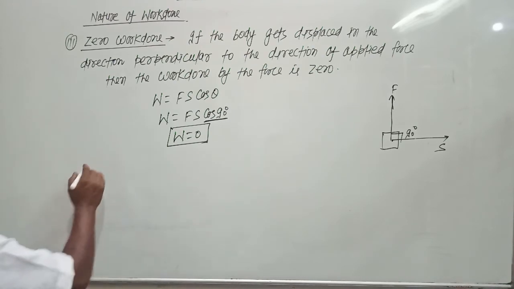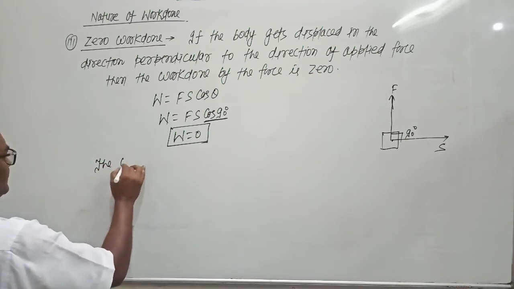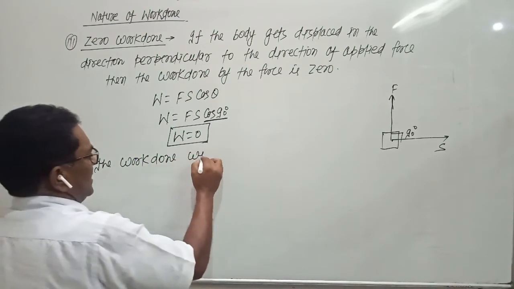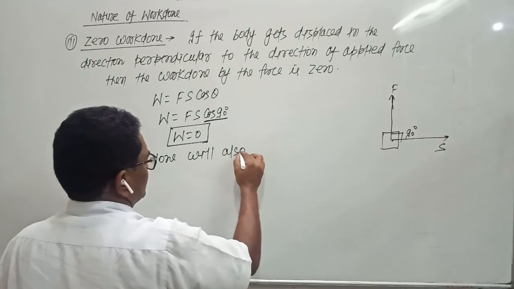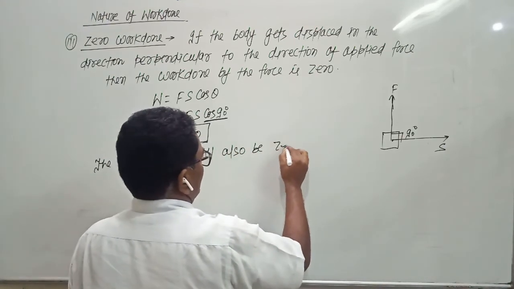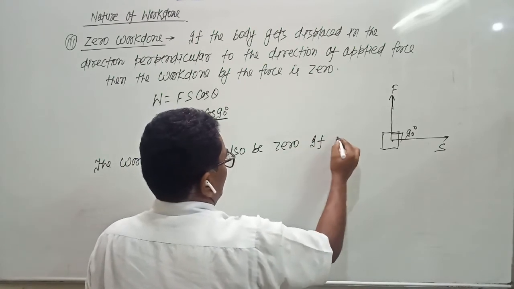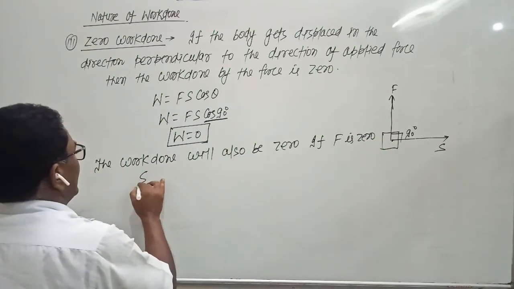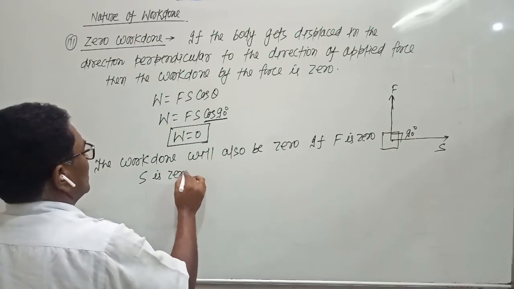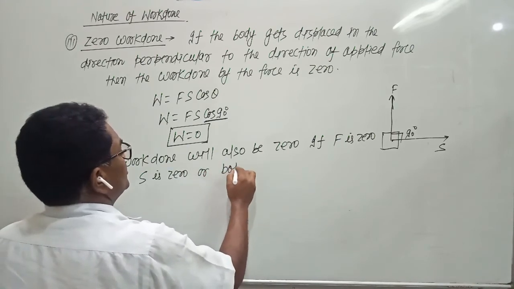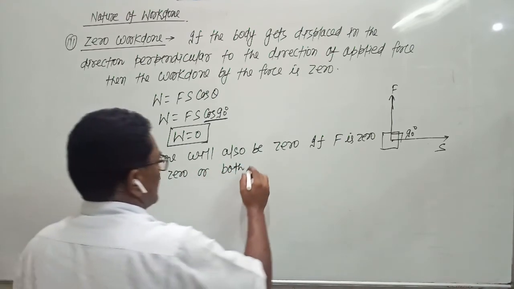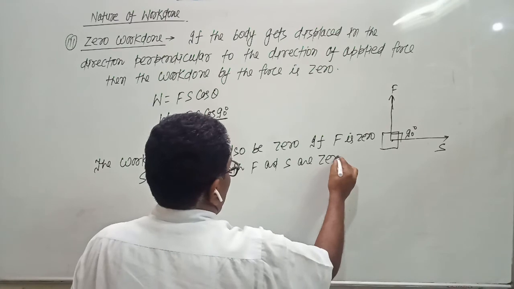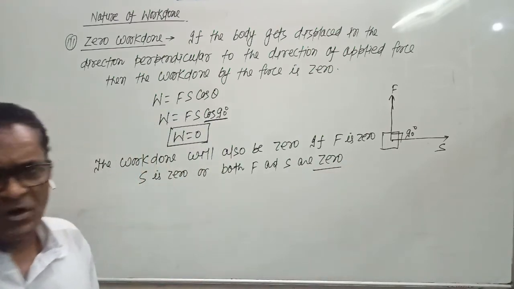The work done will also be 0 if F is 0, S is 0, or both are 0. So this is also the case of zero work done.